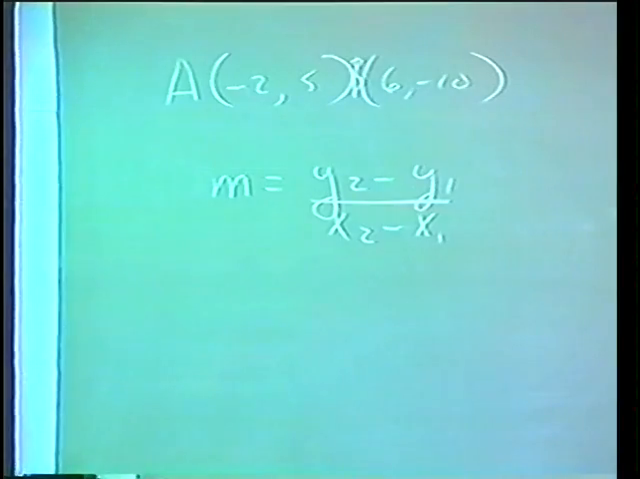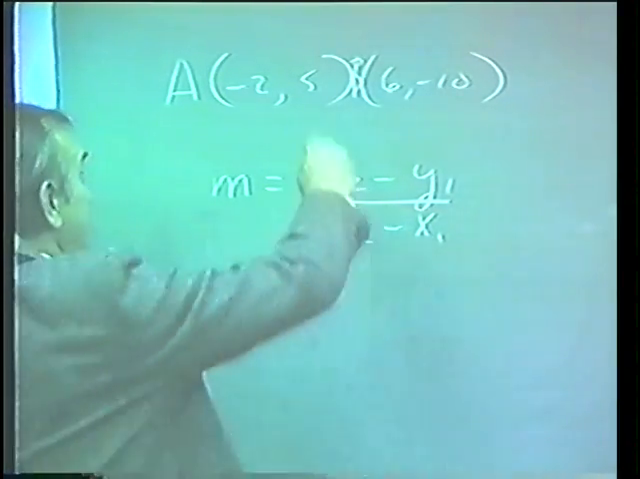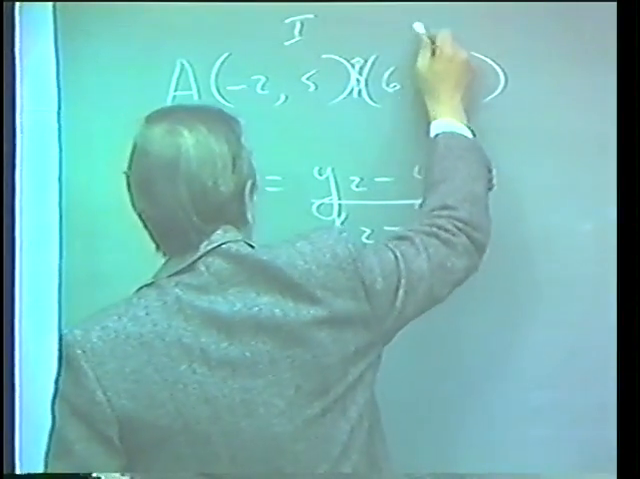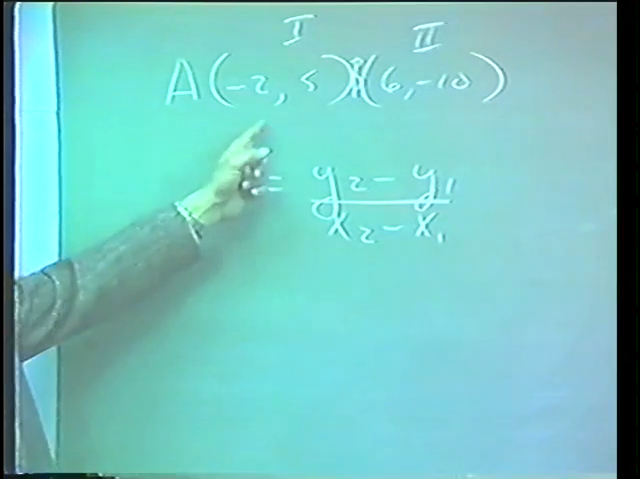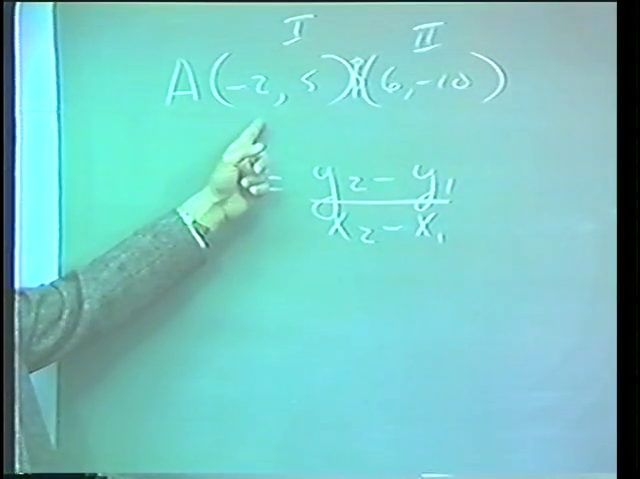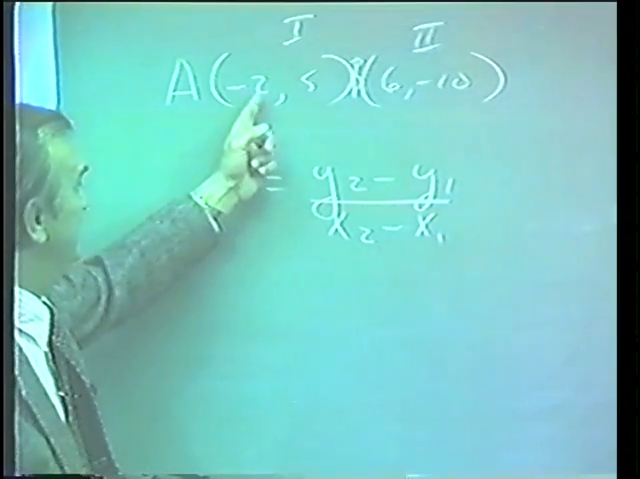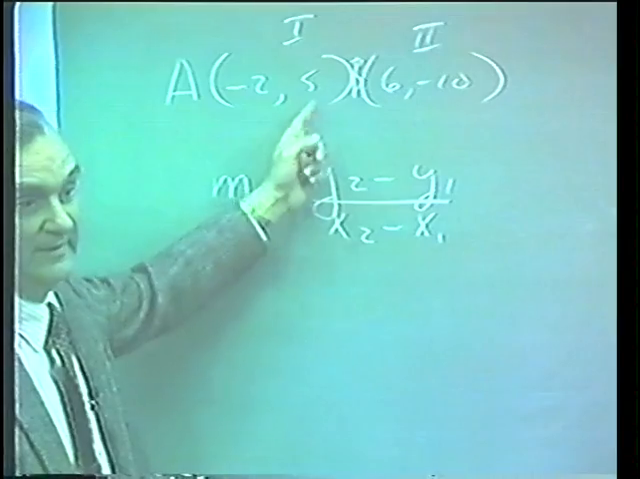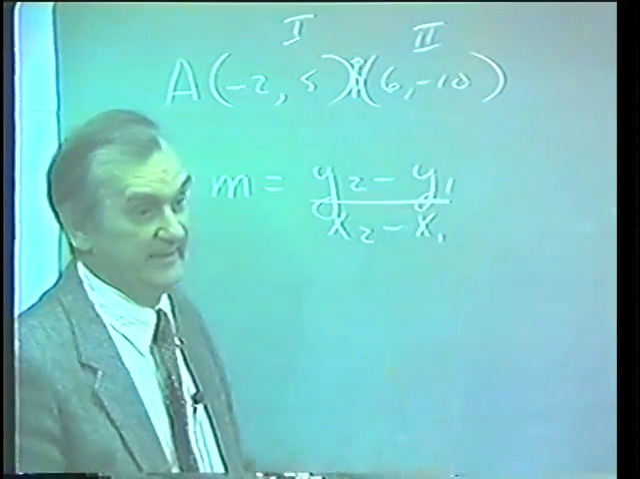So you see we have 2 points. What we do is we call one of these points 1, the other point 2. And as we illustrated in past lectures, it doesn't make a bit of difference which point is point 1, which point is point 2. If A is point 1, then x sub 1 is -2, y sub 1 is 5. X sub 2 is 6, y sub 2 is -10.